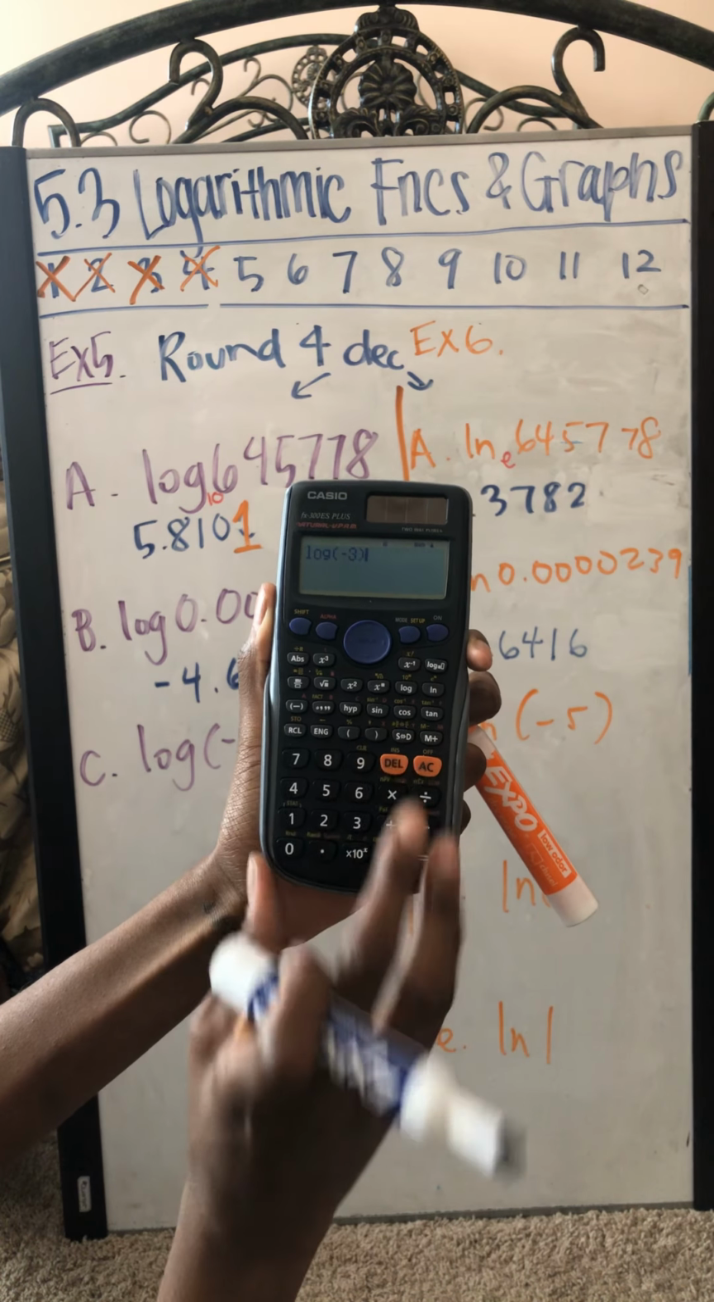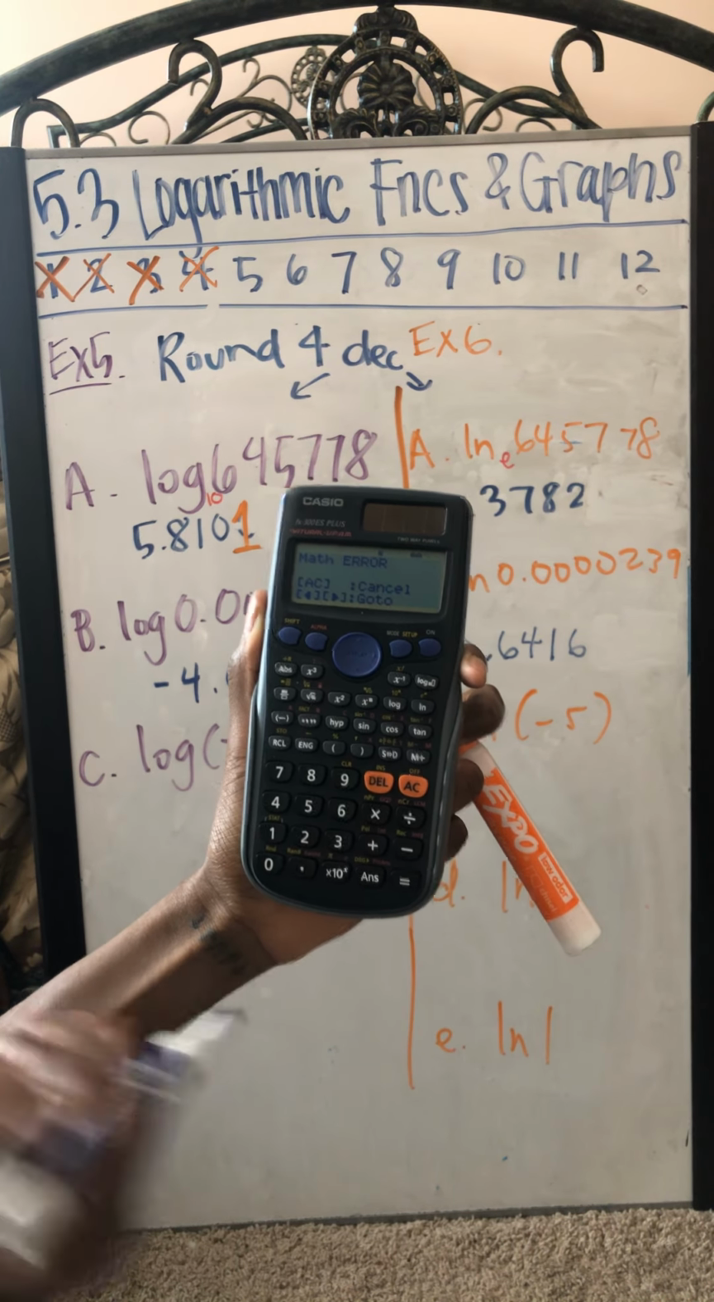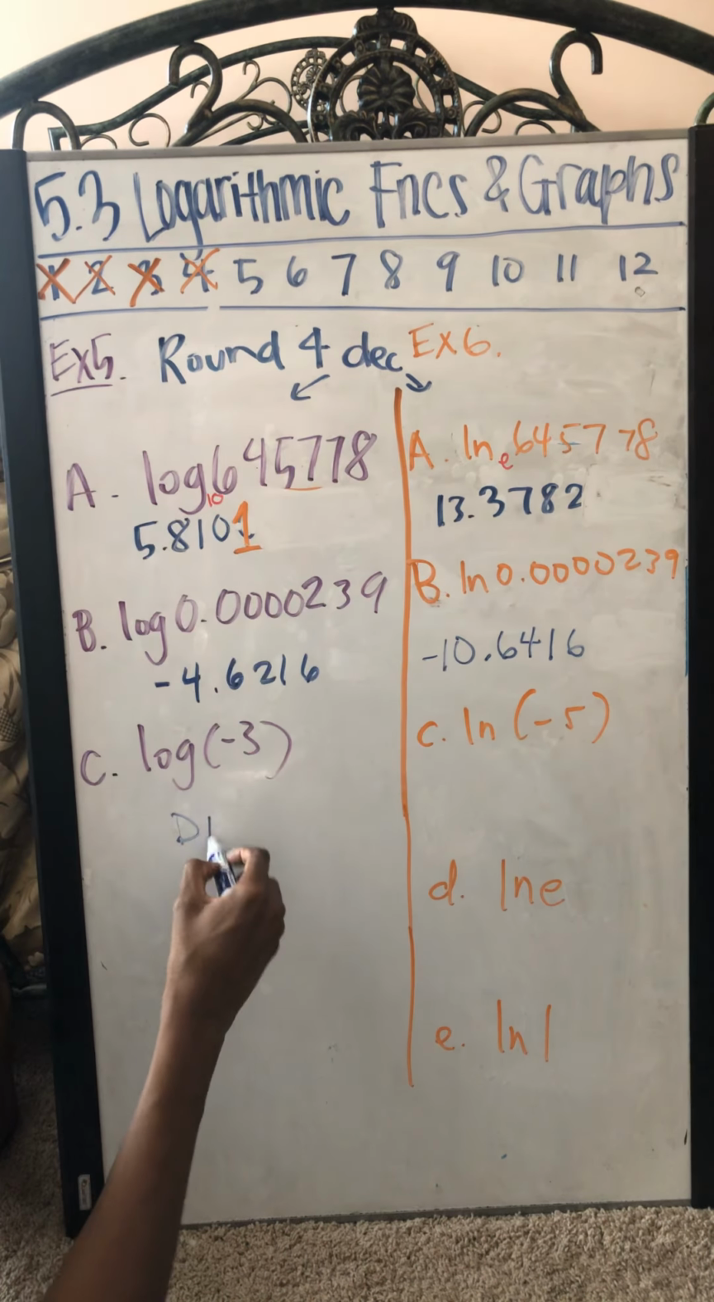Over here now, if we were to do log of negative 3, don't hit the minus sign, make sure you use the negative button, we get error, okay? So this right here does not exist, okay?